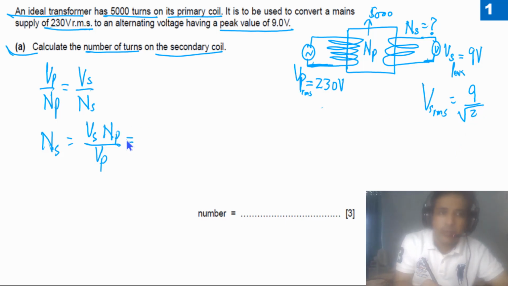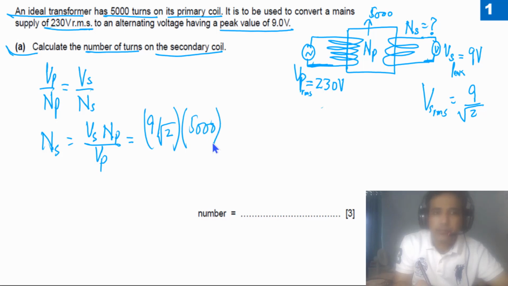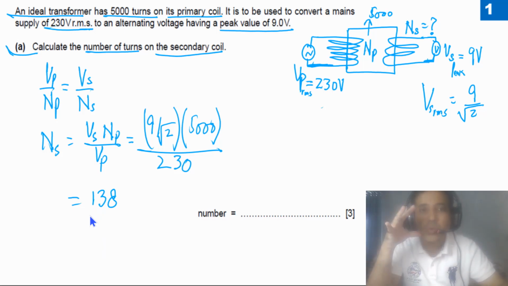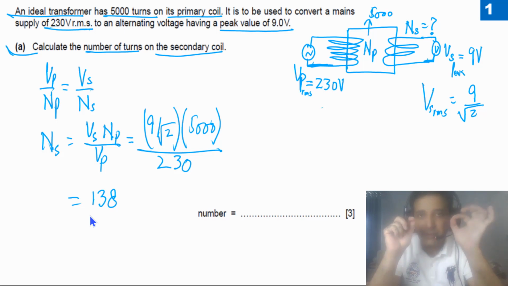Now we can plug in values. For Vs, we have 9 divided by root of 2, and we have Np equal to 5000, and we need to divide this by Vp, which is already an RMS value, 230. Now if we solve this, our final answer will be equal to 138. So these are the number of turns on the secondary coil. The key concept is that you have to use both values as RMS values or both as peak values.